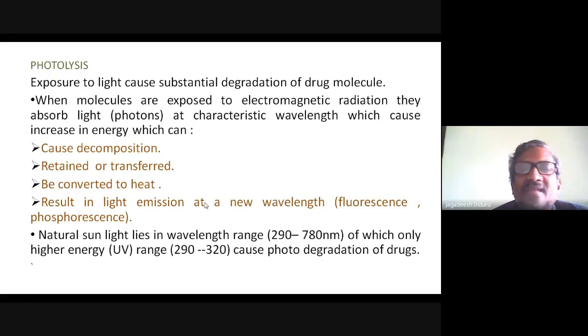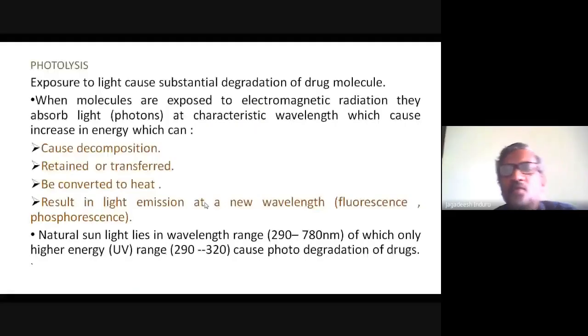For that purpose, the molecules are exposed to electromagnetic radiation. They absorb the photons. At the characteristic wavelength, they have a high absorbing tendency, which causes an increase in the energy, which can cause the decomposition. They get transferred from one form to another form, and they will be more prone to get converted by heat further because the activation energy may increase further. The result is light emission at a new wavelength. So it will also further degrade by generating fluorescence and phosphorescence.